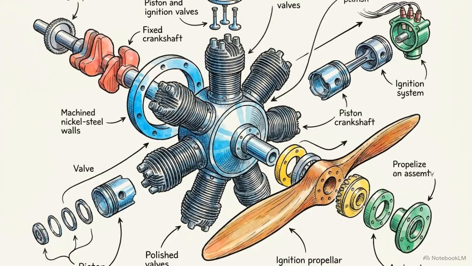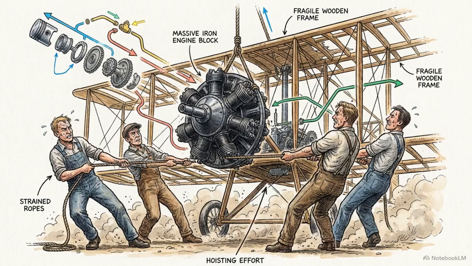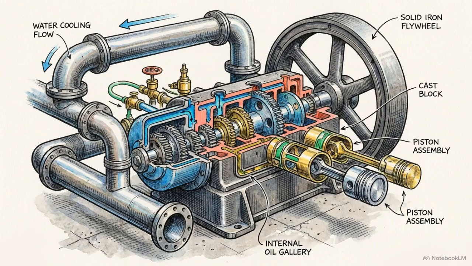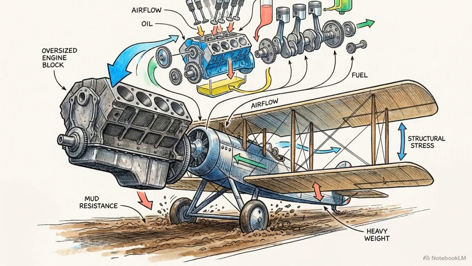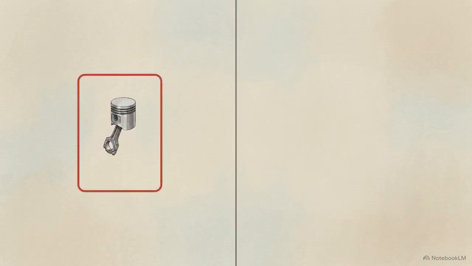Powering this flight was a 50-horsepower Gnome engine. Early flight was restricted by a basic calculation: weight. Standard engines of the era relied on heavy liquid cooling systems and massive metal flywheels, making them too heavy for most aircraft to lift effectively. This diagram illustrates how the Gnome engine bypassed that limitation.